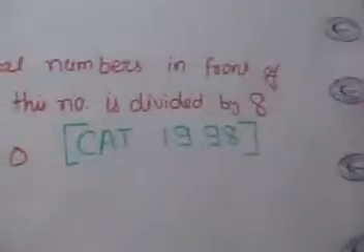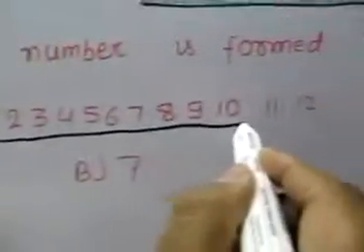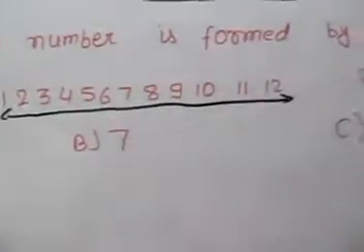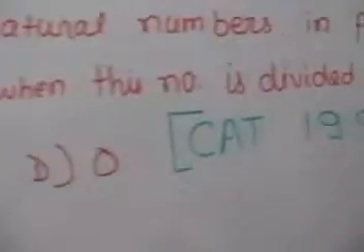Okay, now let's discuss another example of a divisibility test question that was asked in CAT 1998. The question is, a 100-digit number is formed by writing the first 54 natural numbers in front of each other as 1, 2, 3, 4, 5, 6, 7, 8, 9, 10, 11, 12. That means one after the other natural numbers are there. Find the remainder when this number is divided by 8.